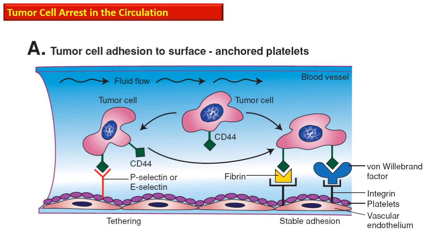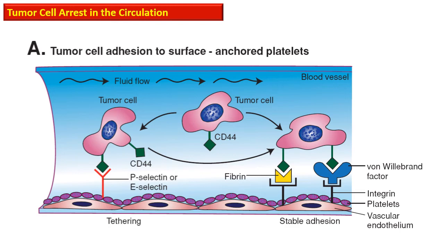So there is an important glycoprotein expressed at the surface of the tumor cell, that is CD44, and this CD44 actually binds with P-selectin or E-selectin, and this adhesion is stabilized further by the expression of a factor that activates platelets via production of thrombin, and this activates fibrin and von Willebrand factor, and through interaction of the von Willebrand factor, fibrin and integrin, there is a stable adhesion between these platelets and the tumor cell.